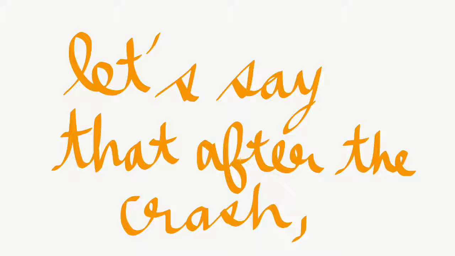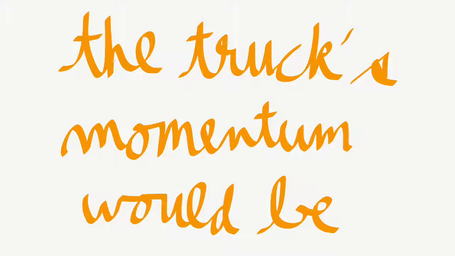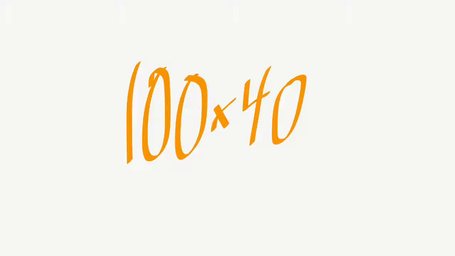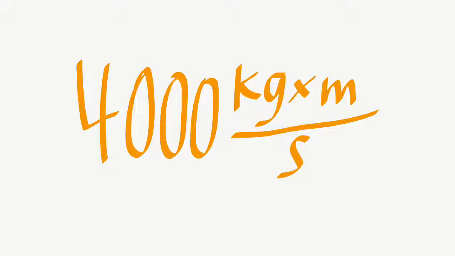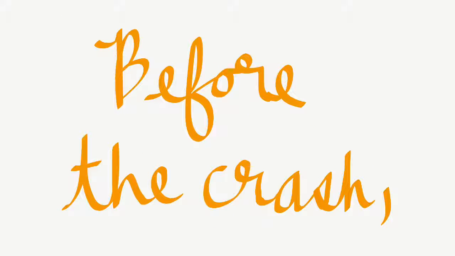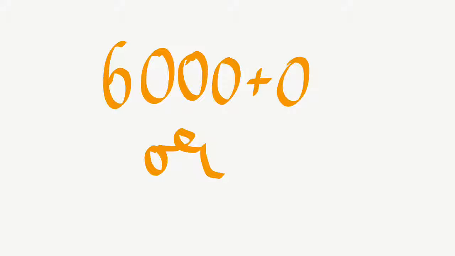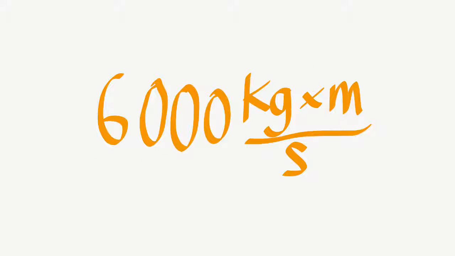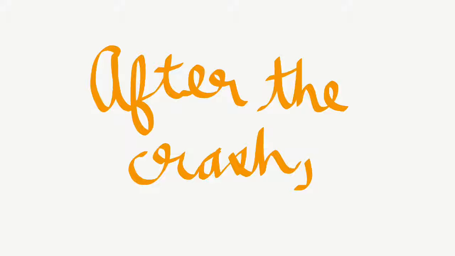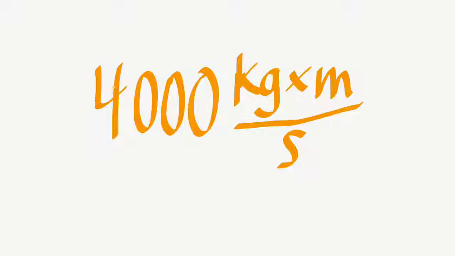Then, let's say that after the crash, the truck lost 20 meters per second of speed. Then, the truck's momentum would be 100 times 40, or 4,000 kilogram meters per second. Now, let's apply what we just learned to our example. Before the crash, there was a total momentum of 6,000 plus 0, or 6,000 kilogram meters per second. After the crash, the truck had a momentum of only 4,000 kilogram meters per second.